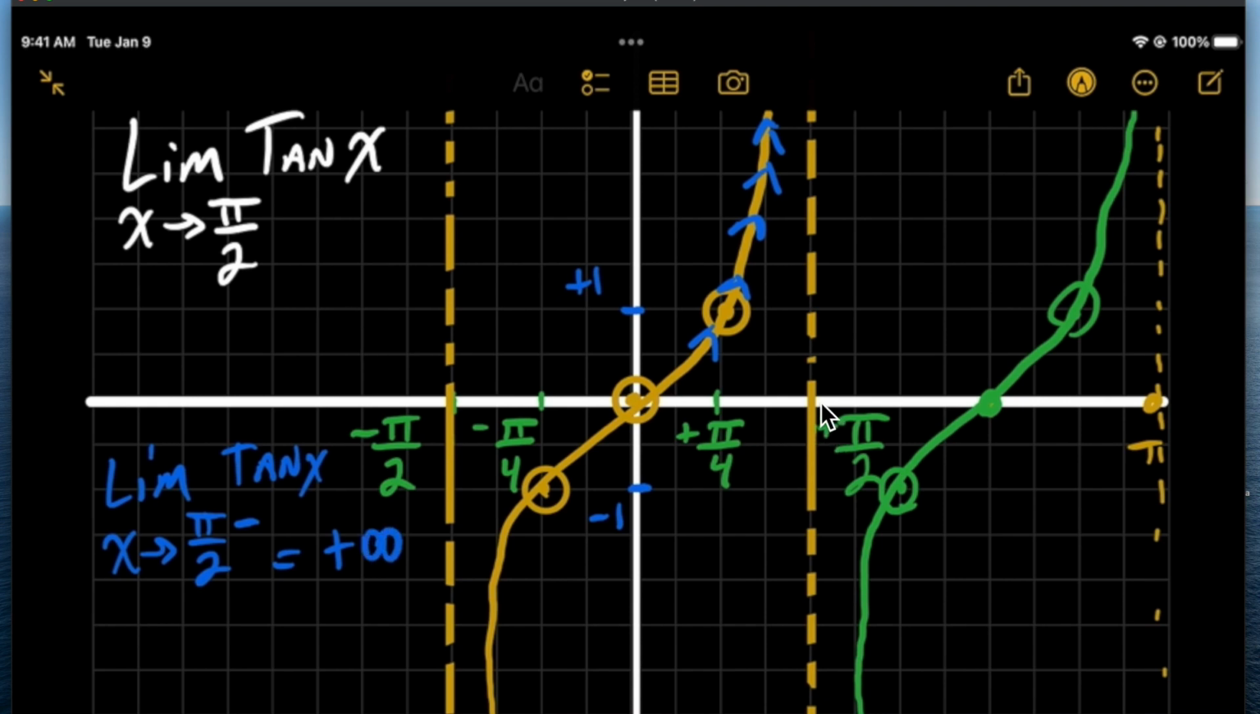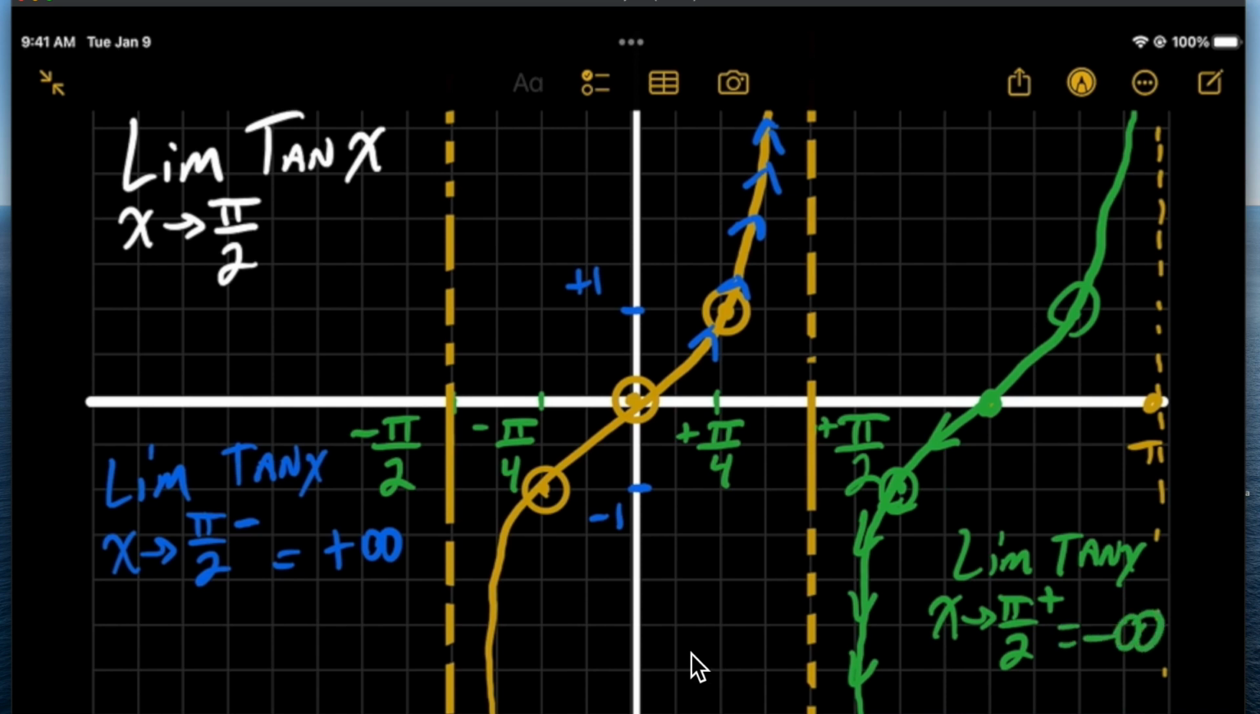Now, if we approach pi over 2 from the right, we'll do that in green. The limit as x approaches pi over 2 from the right of tangent of x. We're going to put our pen on this green graph and approach pi over 2 from the right, and you could see this heads towards negative infinity. Therefore, they don't match, so this limit does not exist.